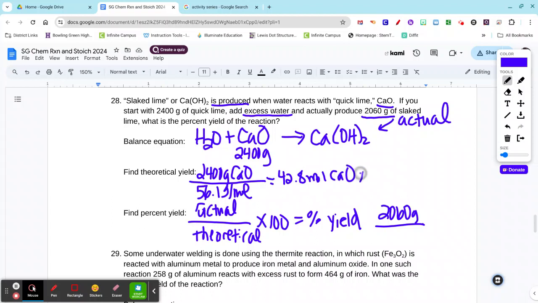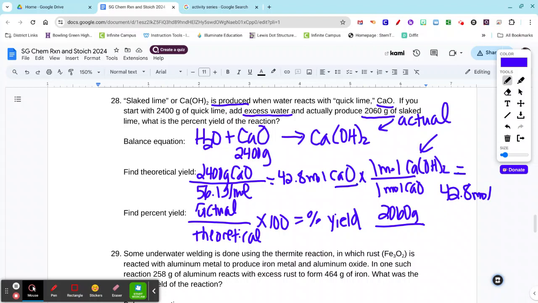Okay, now I realize in my equation, since it's already balanced, I have 1 mole of CaO to 1 mole of Ca(OH)2. It is important that you show me this step, because this shows me that you understand that I can't just willy-nilly change my substance. I have to show you how I'm doing that. Okay, so even though my number is going to end up being the same, I have to show you how I go from CaO to Ca(OH)2.